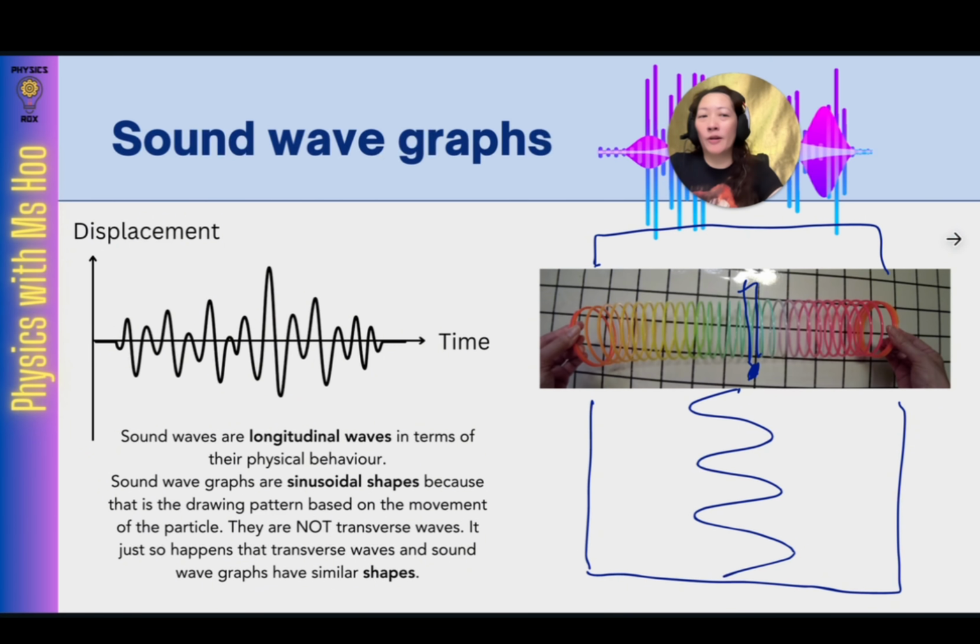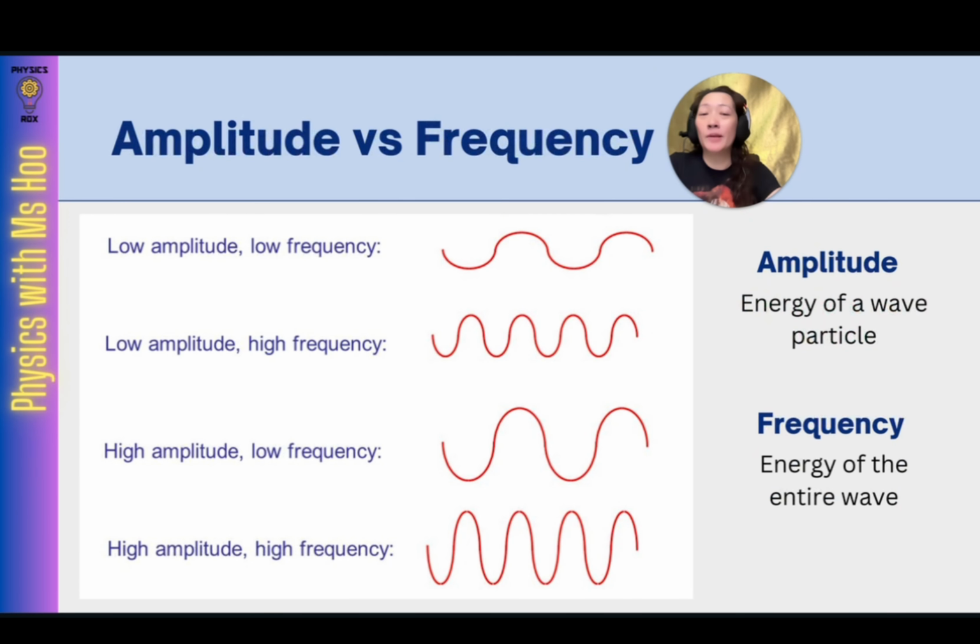Now, one common point of confusion that a lot of students have is the comparison between amplitude and frequency. The thing is, amplitude and frequency are two very different things, and you'll explore more on this in sound waves. For now though, let's just have a closer look at the concepts of amplitude as well as frequency. When we want to relate amplitude and frequency with energy, here's how you can think of it. Amplitude represents the energy of a wave particle. So for example, if I shake this spring with less energy, the amplitude will be lower. If I shake it with more energy, there will be a larger amplitude.